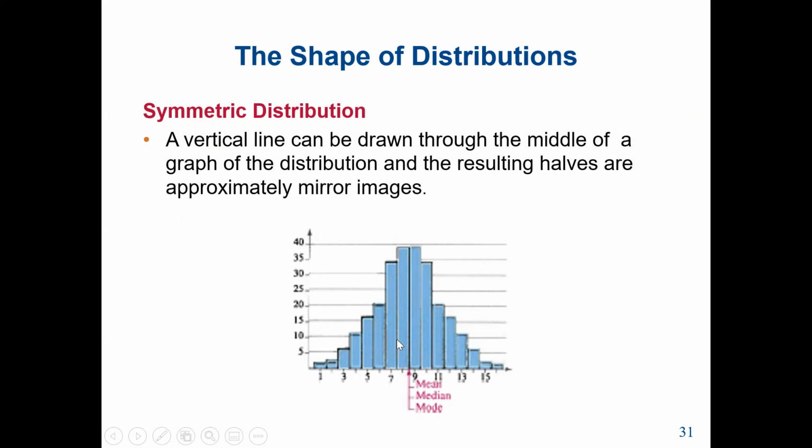Now, to find the skewness of a distribution, it is the mean minus the median divided by the standard deviation. So if the mean value is equal to the median, that means the skew value will be 0. So in a symmetric distribution, the skewness is always 0 because the mean value is equal to the median.